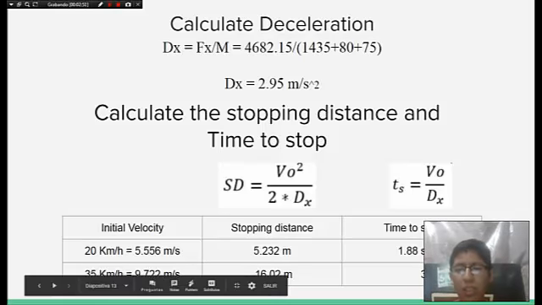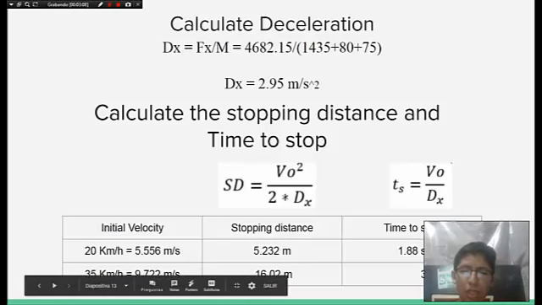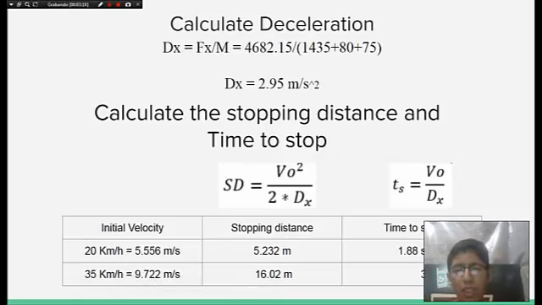To calculate the time to stop, we should replace the deceleration in this equation and the initial velocity. For 20 km/h it is 1.88 seconds. For 35 km/h it is 30.2096 seconds.